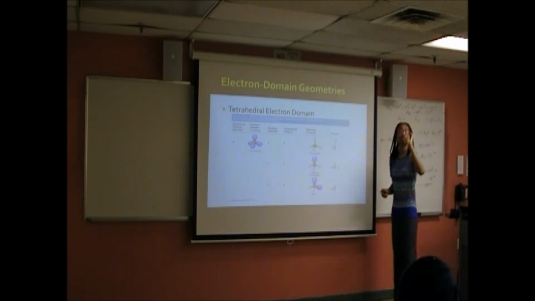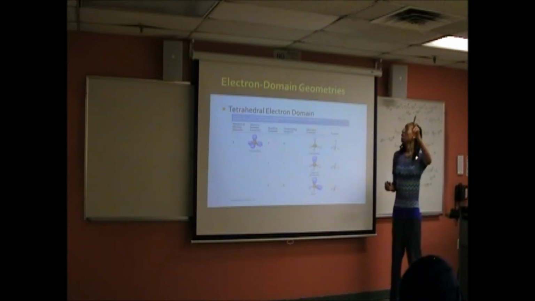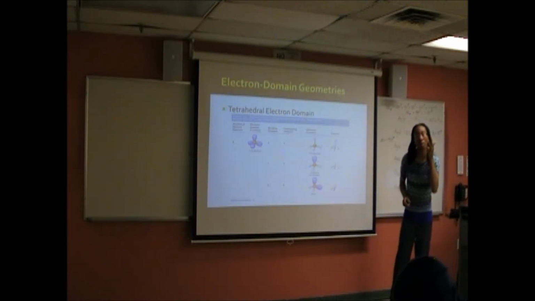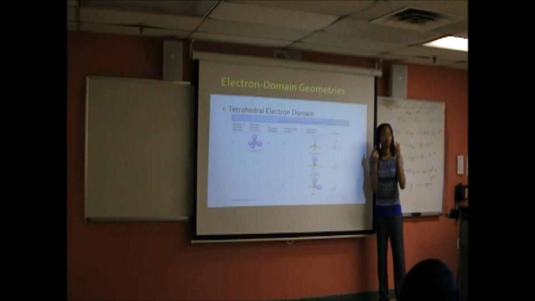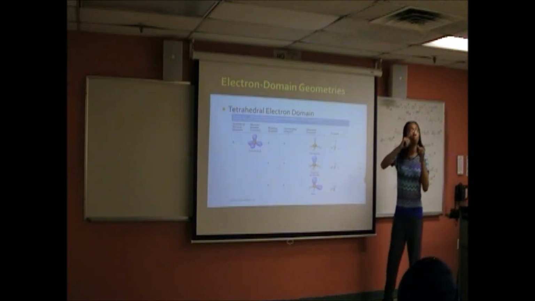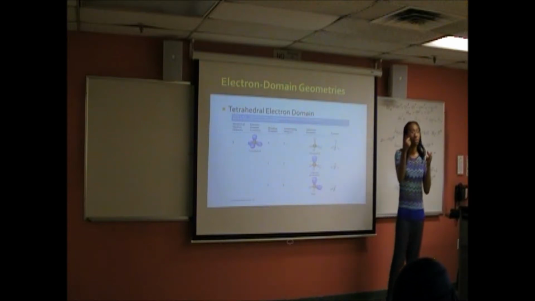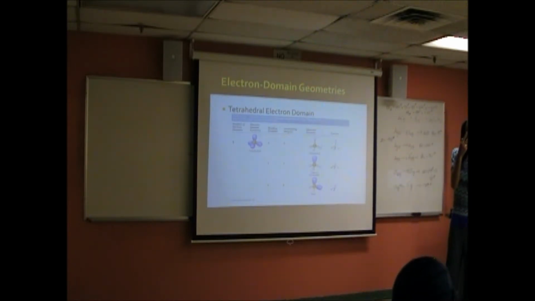Now we have the tetrahedral family. The tetrahedral family has four things bound around the central atom. The tetrahedral family has three members. Tetrahedral, the head of the household, has all bonded atoms around the central atom. Then you have the member trigonal pyramidal with one lone pair. Then you have bent with two lone pairs.